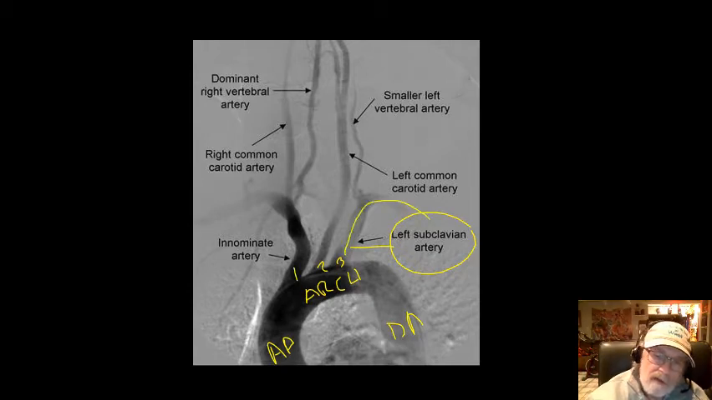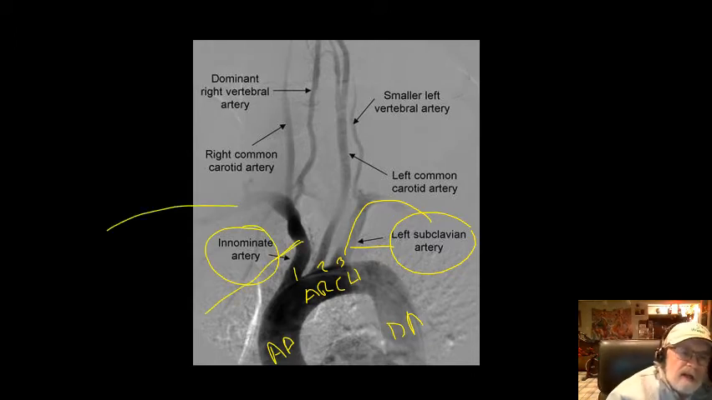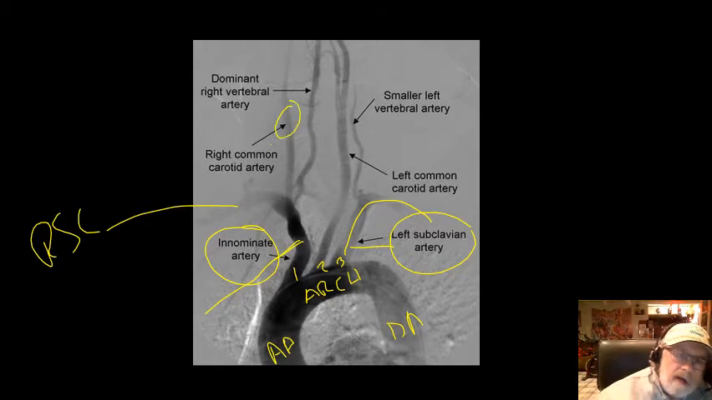So here's the subclavian artery. Here's the brachiocephalic. Sometimes it's called the innominate artery. Most people will say brachiocephalic. Right there is the right subclavian. Okay, and here's the right common carotid right here. But the reason why I wanted to bring this up is to mention something that has to do with the subclavian artery on both sides.